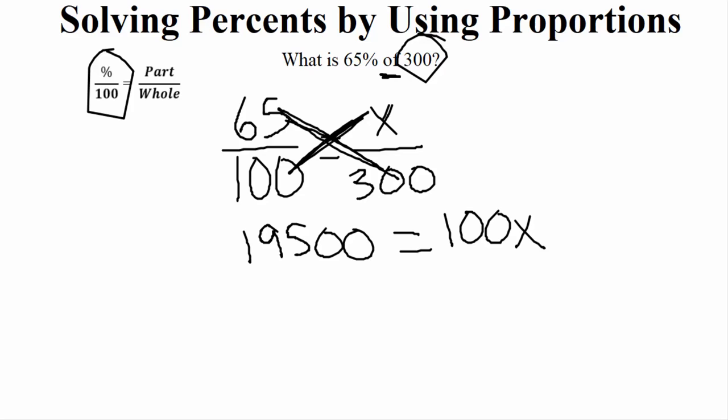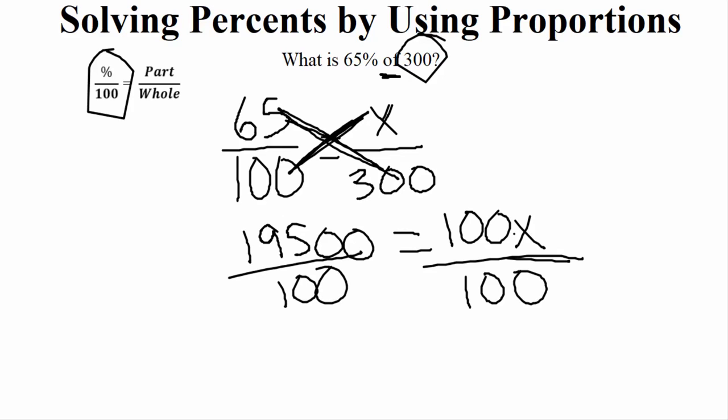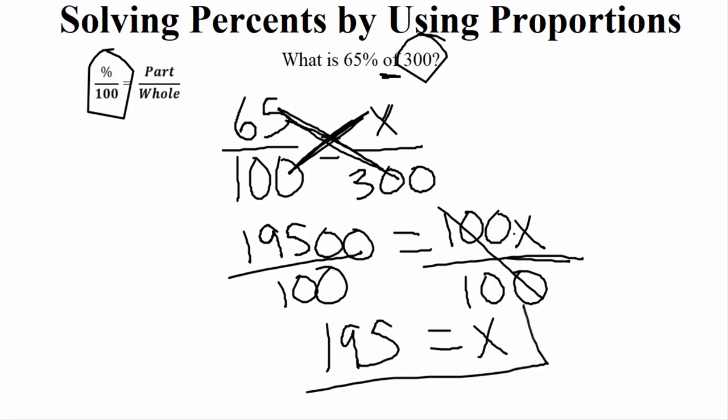So this is a one-step solving equation problem. In order to solve this equation here, remember we're solving for x. This is 100 times x. So we do the opposite of multiplication and we divide. Dividing both sides by 100, so the 100 cancels out on the right-hand side, and we are left with x is equal to 195. So what is 65% of 300? What's 195?